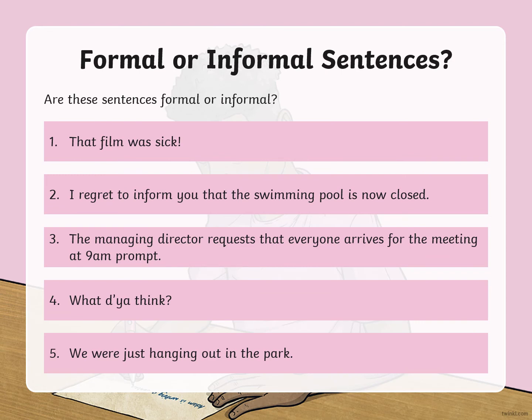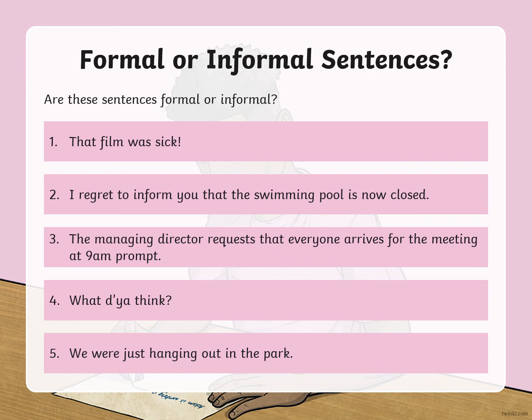Now, are the sentences formal or informal? That film was sick. I regret to inform you that the swimming pool is now closed. The managing director requests that everyone arrives for the meeting at 9 a.m. prompt. What do you think? We were just hanging out in the park. Stop the video here and tell whether they are formal or informal by writing down an F or an I next to those sentences.